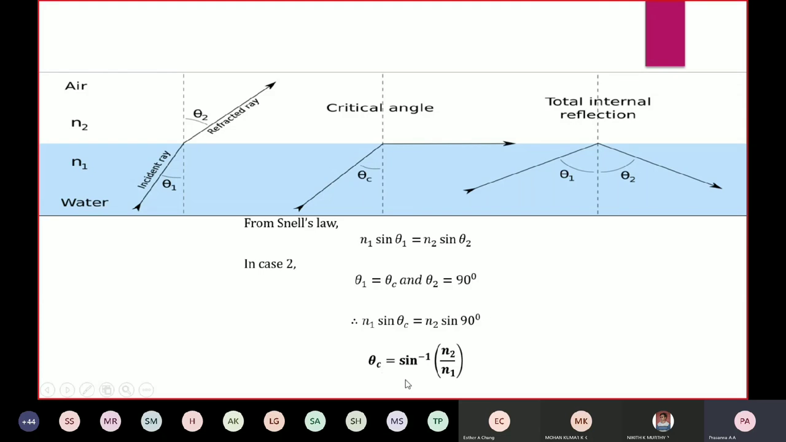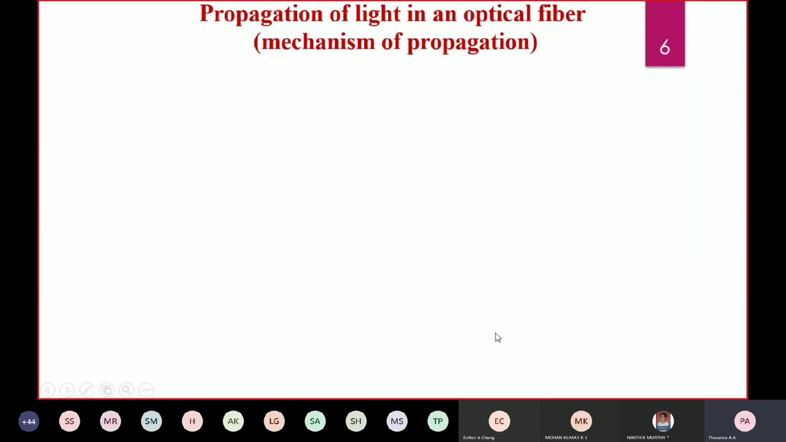So if you can remember this equation, you can solve a few problems related to the critical angle of incidence as well as the refractive indices of the core and the clad.